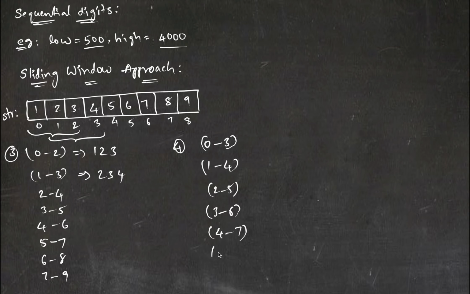And 4 to 7, 5 to 8, and 6 to 9. And if we generate all these numbers in this order, like first consider the 3 length numbers and then 4 length numbers, automatically we'll get the result in ascending order, which is asked in the problem.